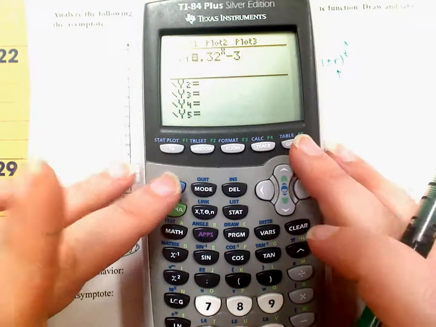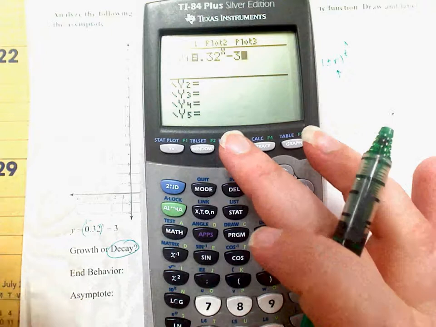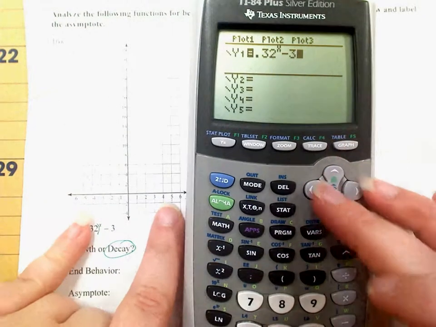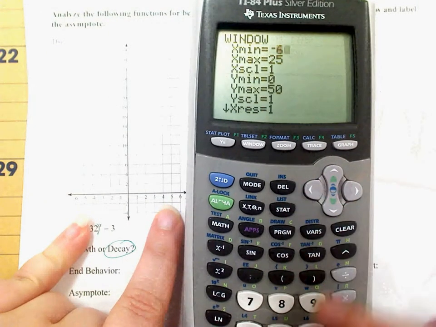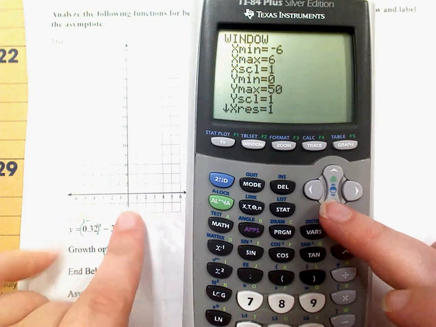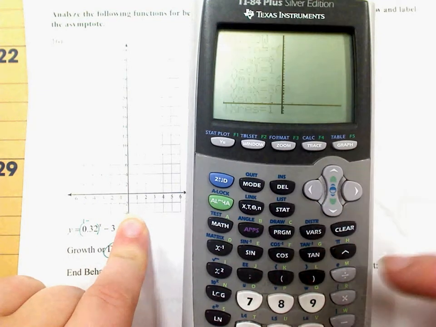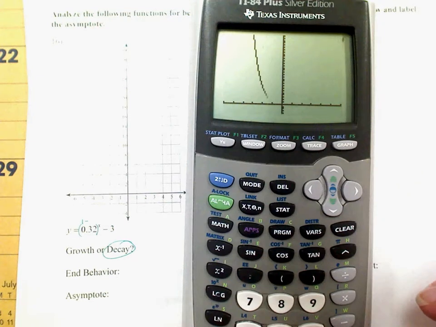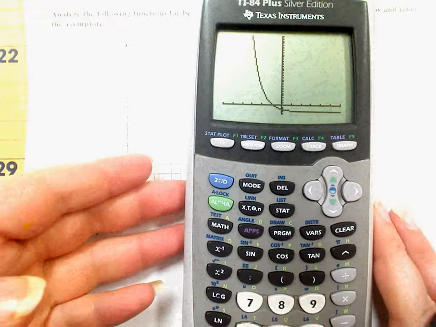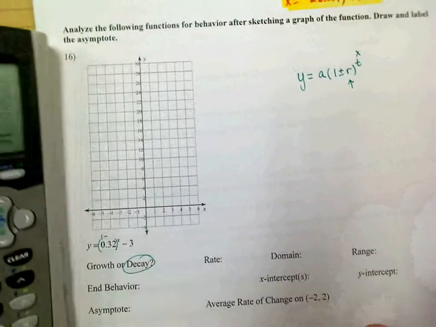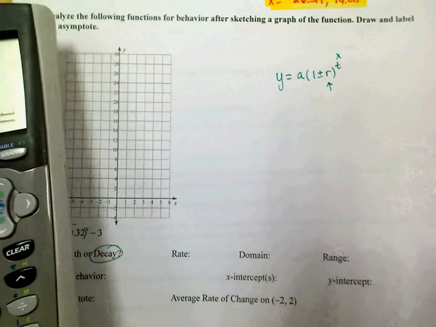And I'm going to go to this window. Negative 6 to 6, and negative 4 to 30. Press graph, and here's what I've got. Okay, so I can definitely tell that it's decaying. It's going from above to below. Well, it's not going to negative infinity, but it's going down.